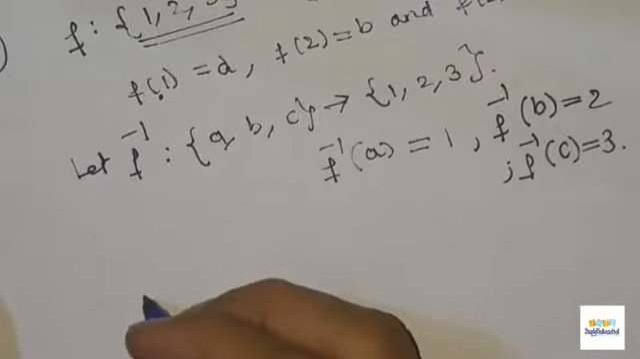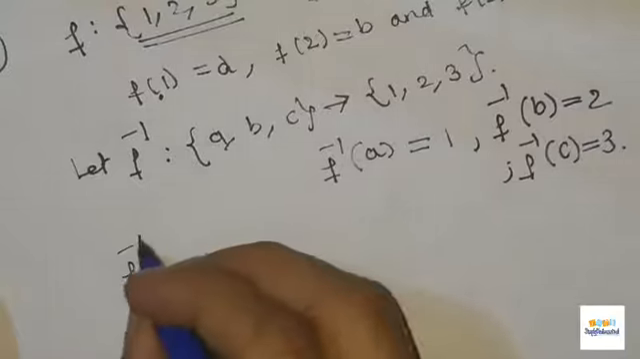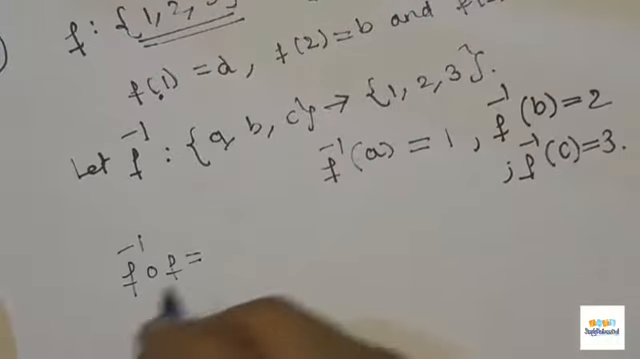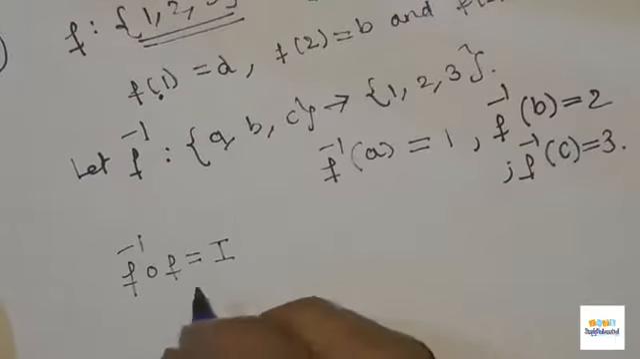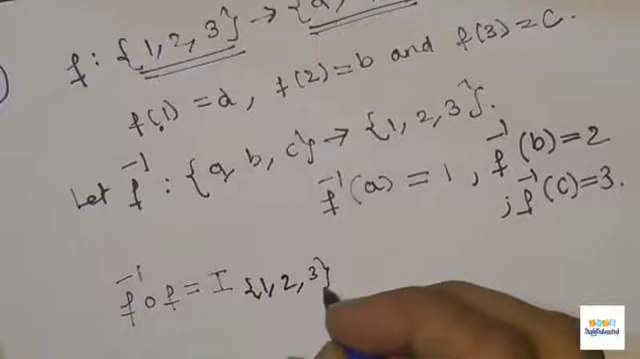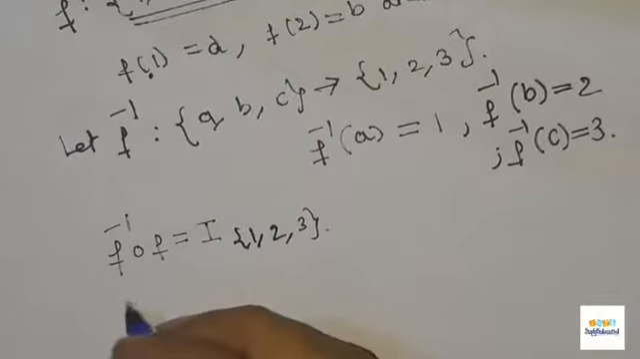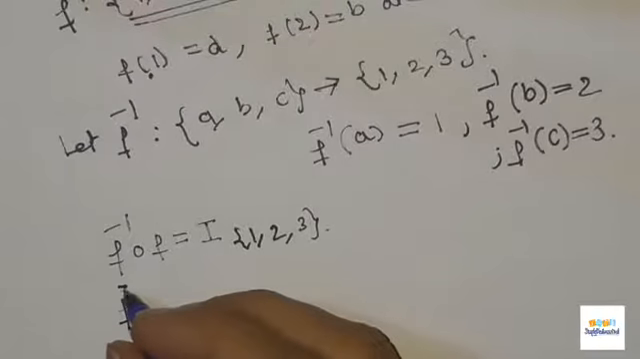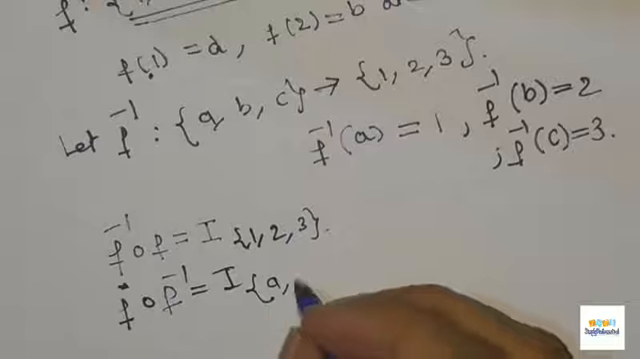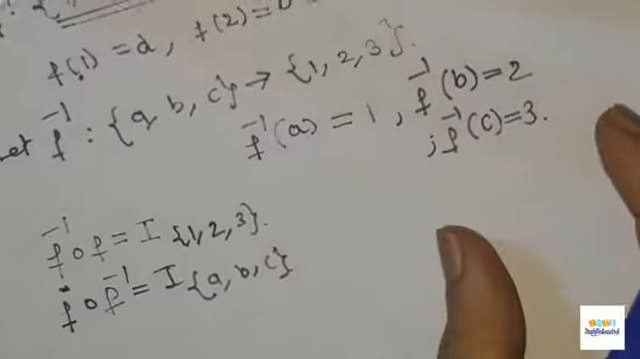Now we have to check the conditions. Okay, what we have to check: this F inverse will satisfy what? F inverse composition F should be equal to I suffix the domain of F, that is nothing but 1, 2, 3. This is the first condition F inverse and F will satisfy. Then F composition F inverse should be equal to I suffix set A, B, C. Okay, now this is the second condition.